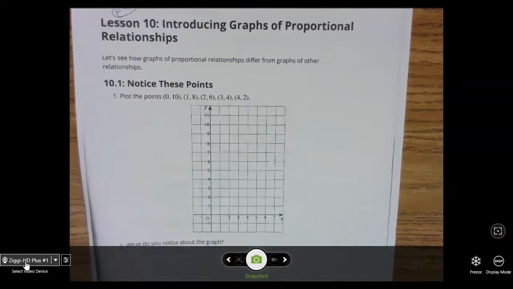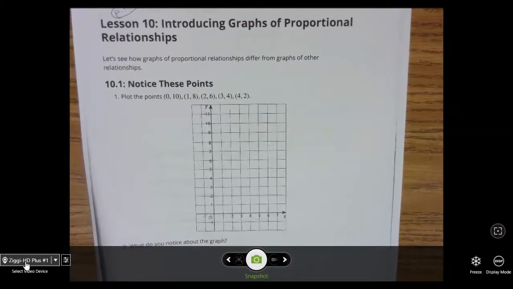Okay, and what we're trying to do today is see how graphs of proportional relationships differ from graphs of non-proportional relationships. So how can we tell the difference just by looking at the graph?